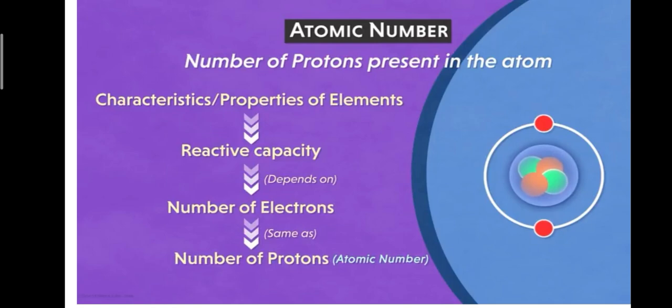So the number of protons and the number of electrons are always the same. So the number of protons means atomic number. In this way the atomic number is given to any particular element. So this is all about atomic number.